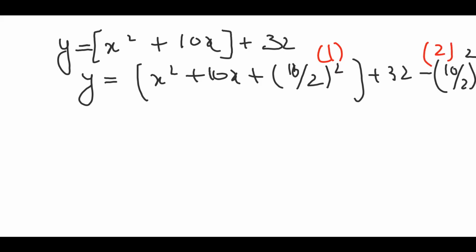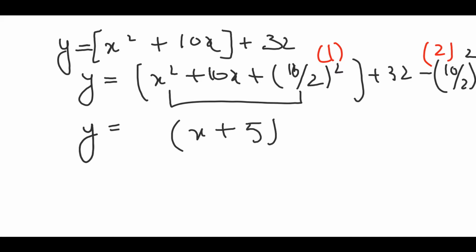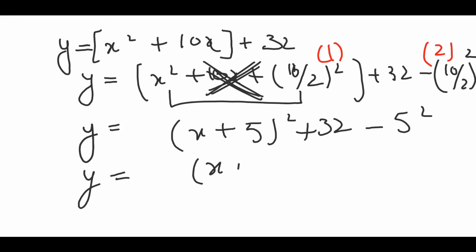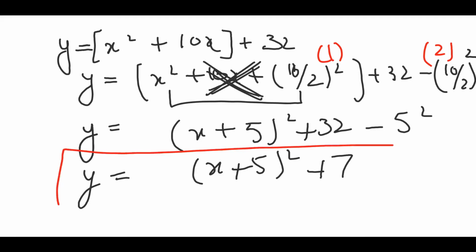Now moving forward, we simplify it as we take these two terms and make a whole term. x plus 10 by 2 gives us 5, and we take the square, and we just take this term out of the equation, and then we simplify the constants. That becomes plus 32 minus 5 squared. Simplifying the equation further, we get y is equal to (x plus 5) whole squared plus 32 minus 25, which gives us plus 7. So this is in the completed square form.